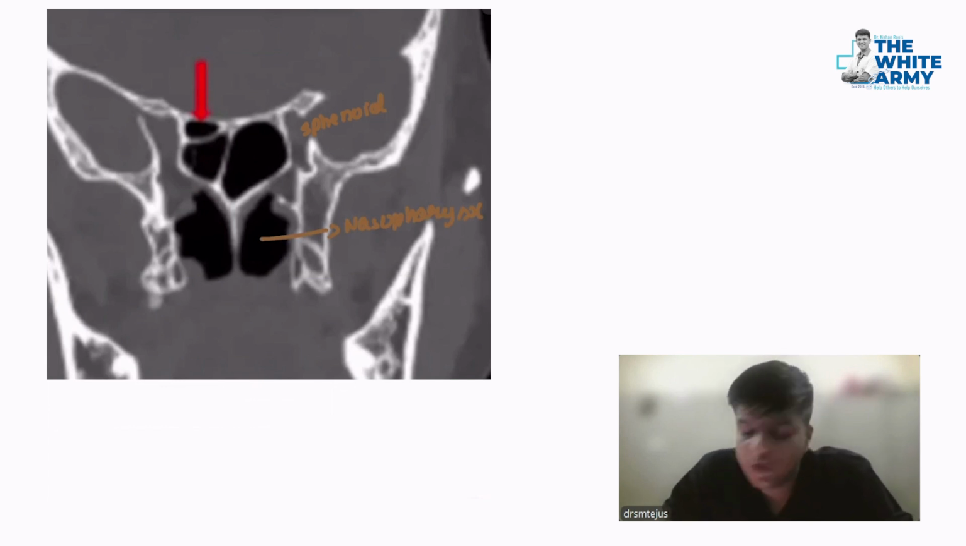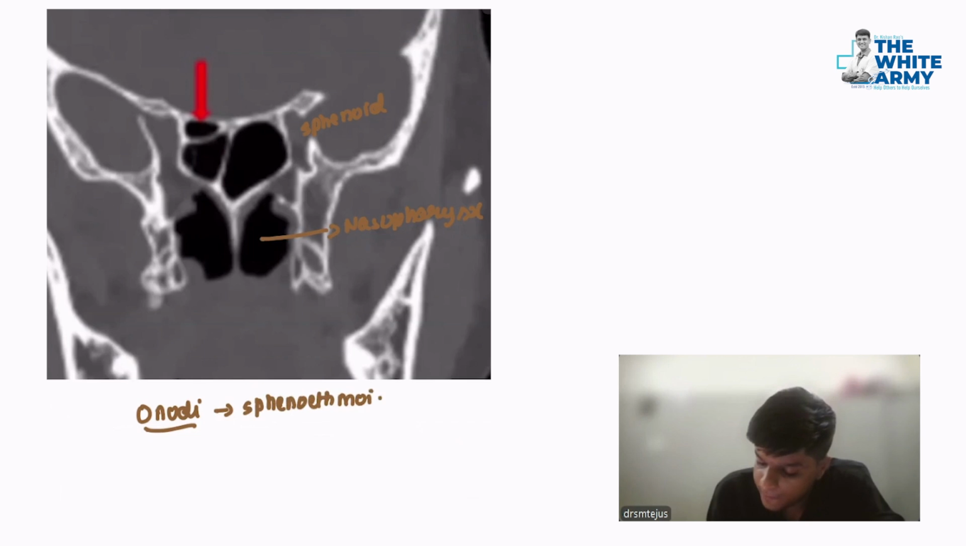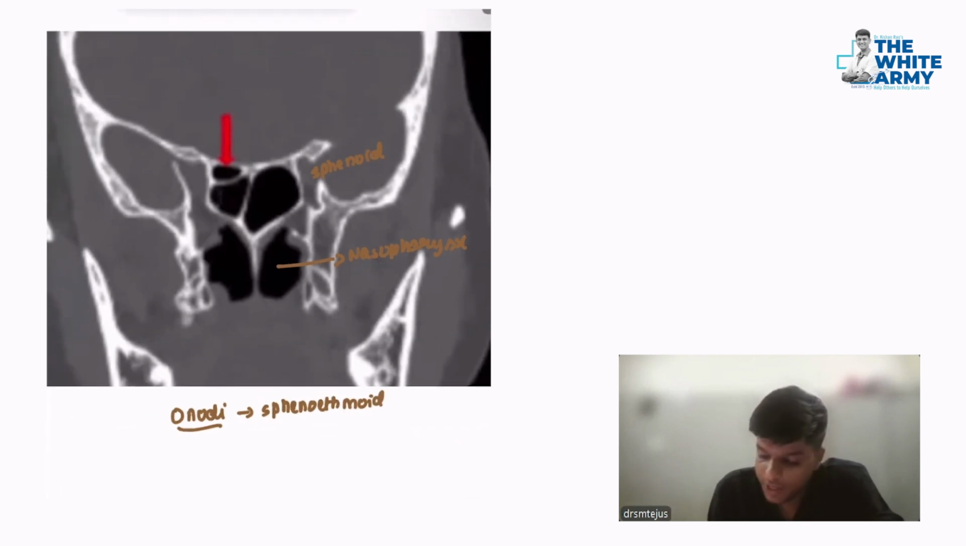Now, if they label an air cell near the sphenoid and ask which of the following ethmoidal air cells is present, giving you four options, then Onodi is the answer. The Onodi air cell is also called the sphenoethmoidal air cell.